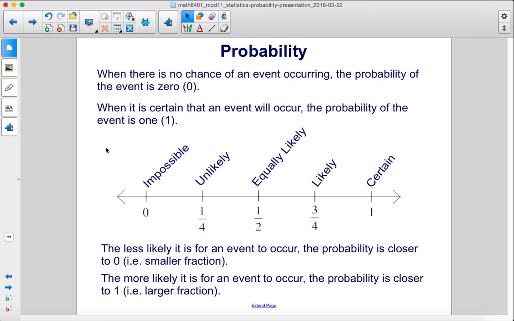When there is no chance of an event occurring, the probability of the event is 0. See here, we have impossible at 0. When it is certain that an event will occur, the probability of the event is 1. 1 is certain. The less likely it is for an event to occur, the probability is closer to 0, like a smaller fraction. So 1/4 is unlikely, whereas the more likely it is for an event to occur, the probability is closer to 1. So 3/4 is likely, and 1 out of 2 is equally likely to occur.